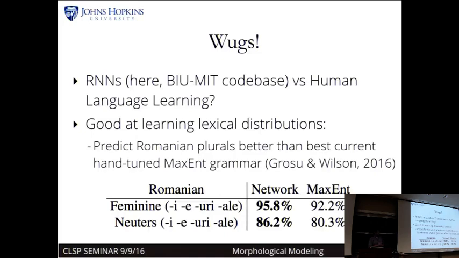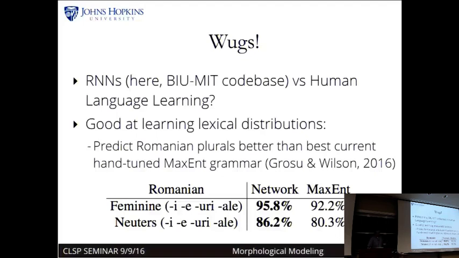And I compared that with some approaches from linguistics. So we know from the shared task that these networks should be great at learning lexical distributions. They get lexical data as input and did really well. I did a similar kind of experiment where I had the network predict the Romanian plural allomorph distribution for feminine and neuter nouns. And the network did better than the best current hand-tuned Maxent grammar for this particular task.